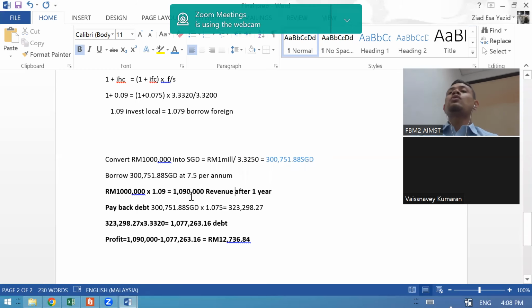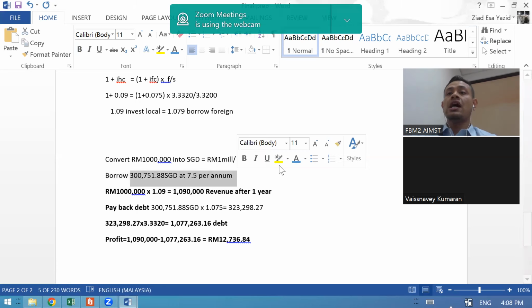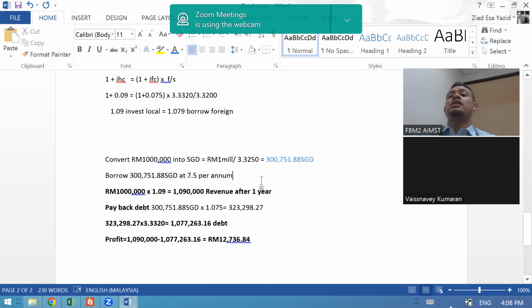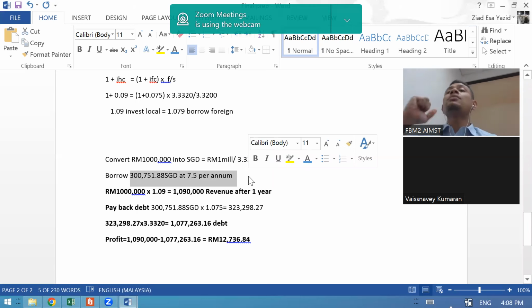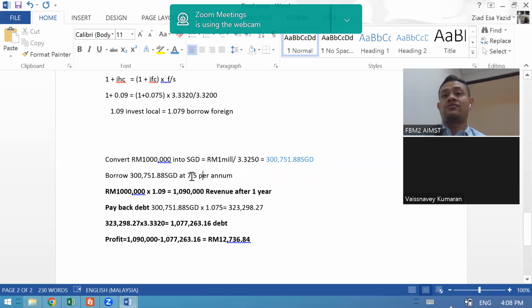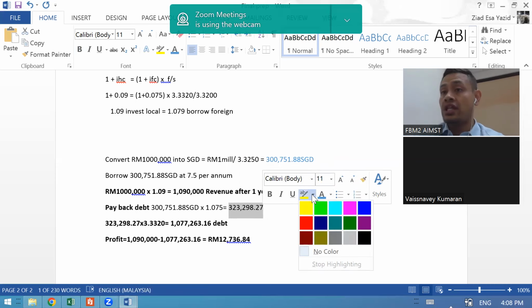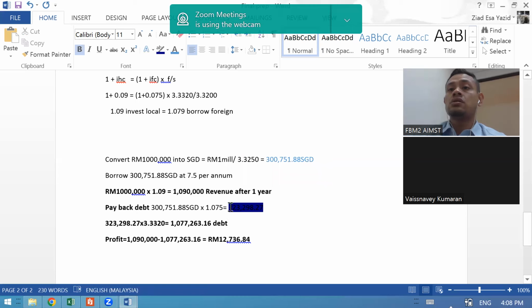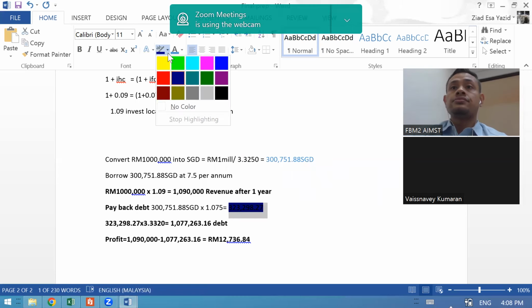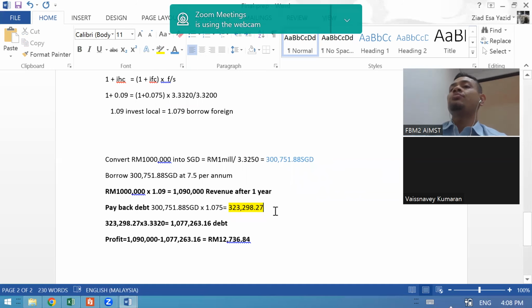Okay, after we get this revenue, we need to pay back our debts, and our debt is in Singapore dollar. So when our debt is in Singapore dollar, we are subjected to the Singaporean interest rate, which is 7.5. We need to know how much Singaporean interest we have accumulated, which is 323,298.27.